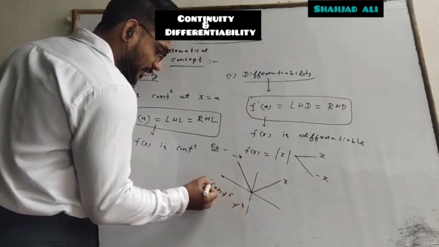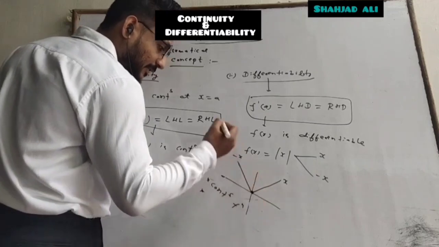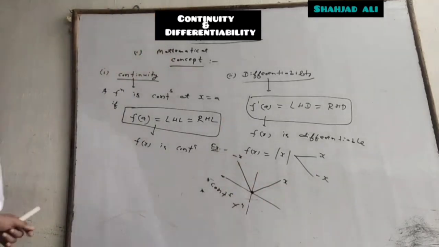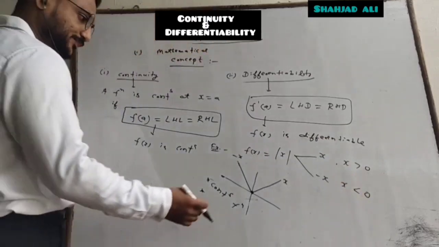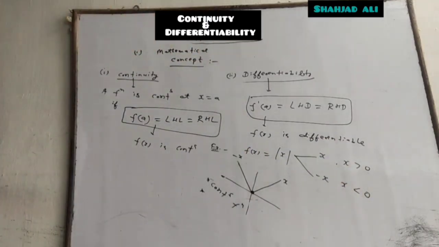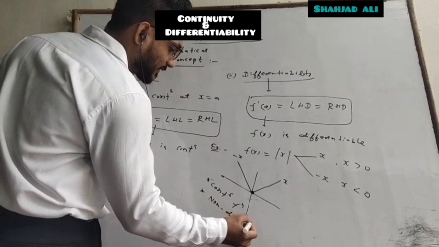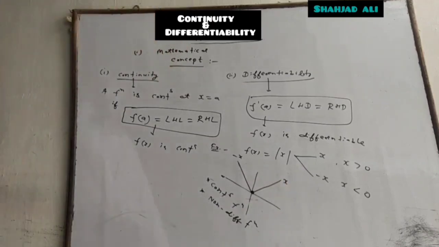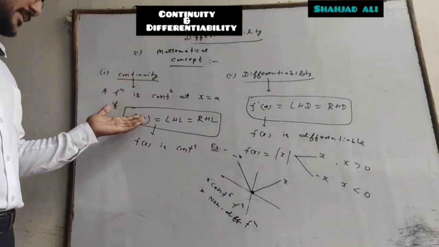This function is continuous, but while drawing it, it's not smooth. There is a sharp edge at 0, right? This is x when x is greater than 0, and minus x when x is less than 0. So this is a sharp edge at point 0. If there is any sharp edge at point 0, this will definitely be a non-differentiable function, right? So this is an example, and this is all the concept about continuity and differentiability. This is the mathematical approach.